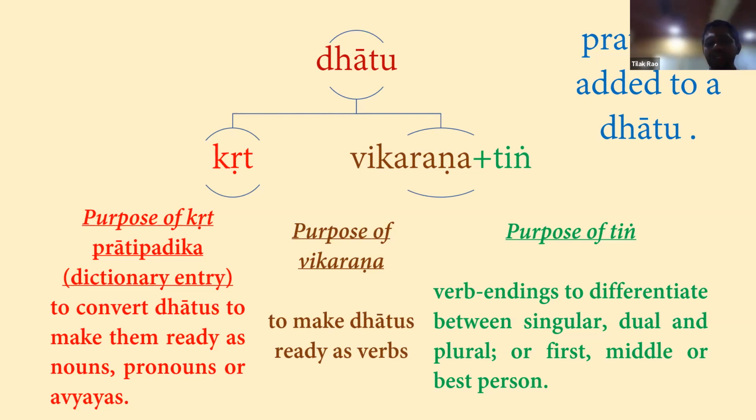So these are mainly the two types of pratyayas which are added to a dhatu: one is krit, another is ting. By adding krit, we can create nouns, pronouns, etc., and avyayas also. By adding ting pratyayas, we get verb endings.